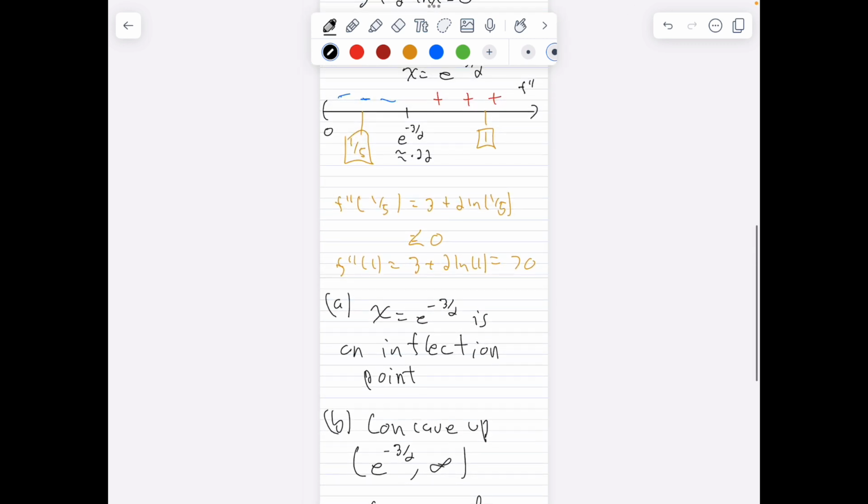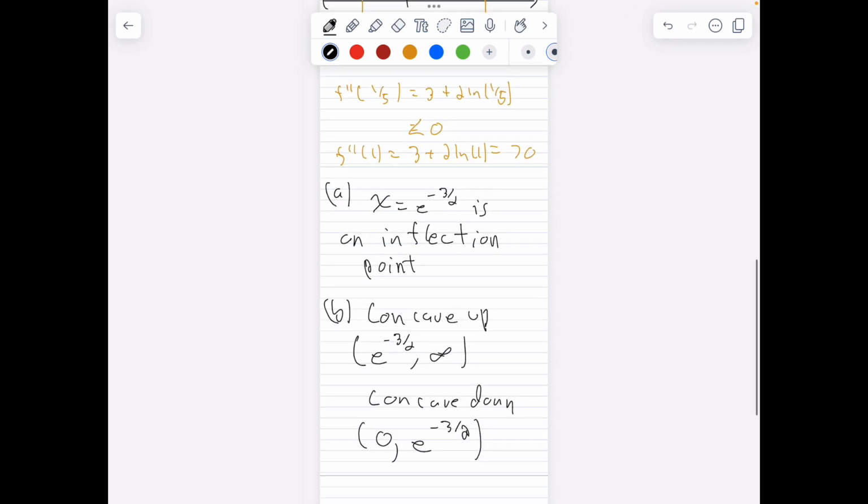So that's the procedure that you do pretty much for every function. And just as I said before, please don't forget to find the domain of the original function.